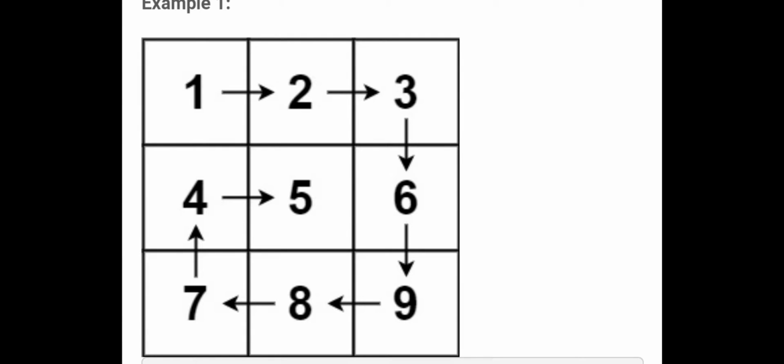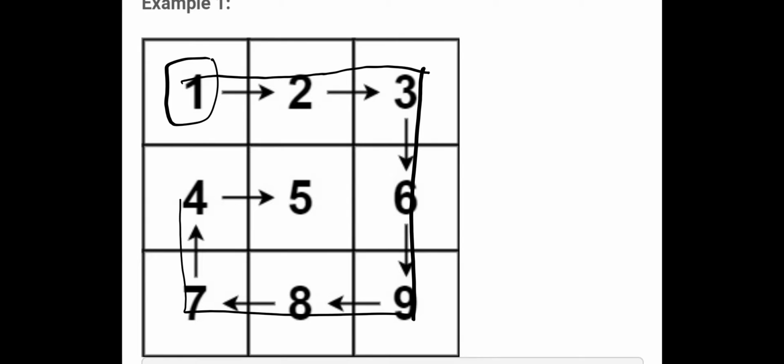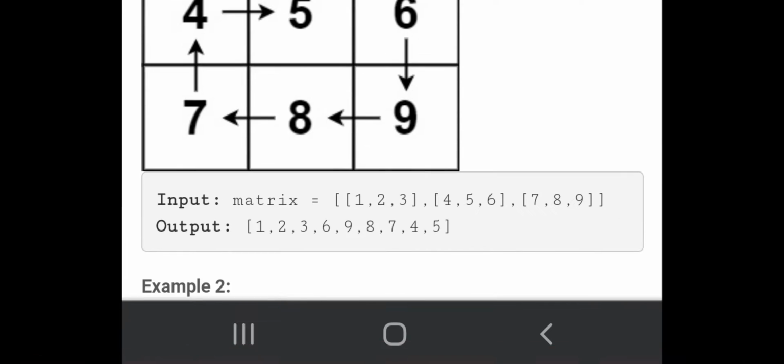What do I mean by spiral order? Start from 0 0, and move on till like this, then move like this, then like this, and like this, and then return the elements you encountered. So basically we have to do that.